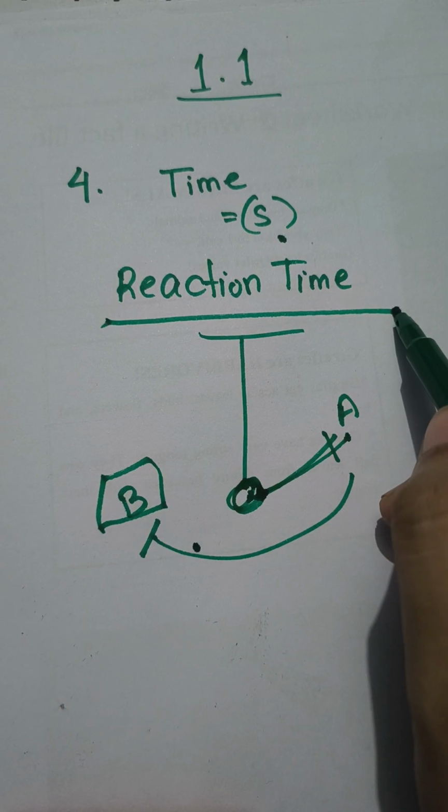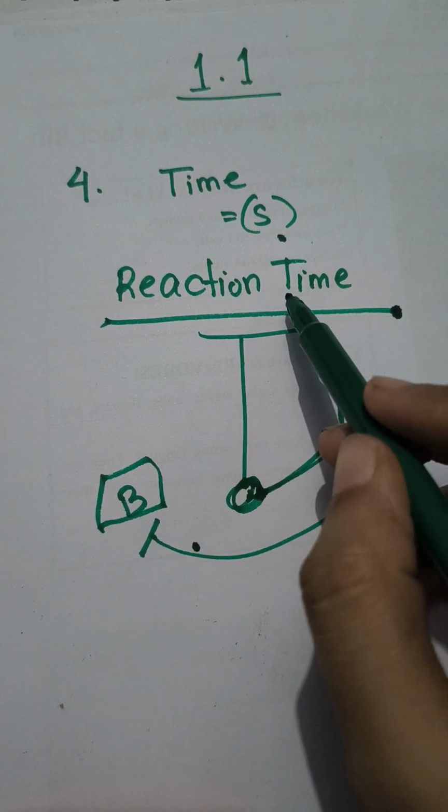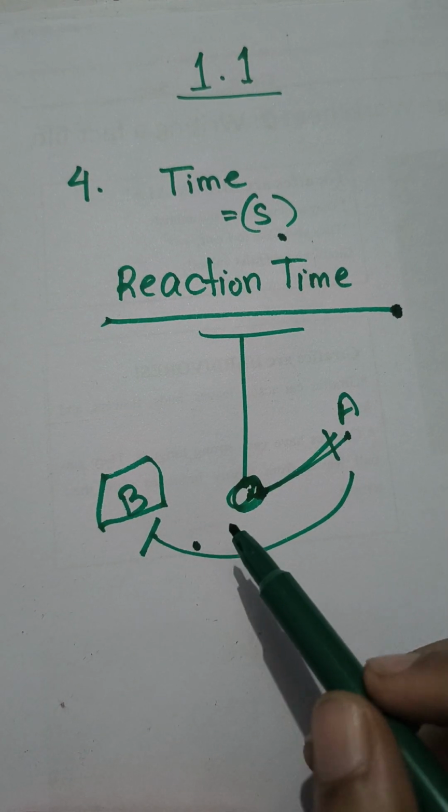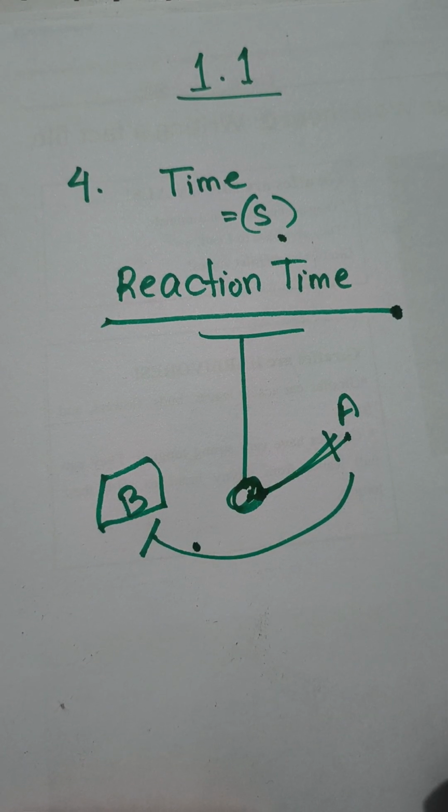So mostly there are errors occurring in reaction time because we don't stop exactly when the pendulum reaches point B. So this is called the reaction time error.